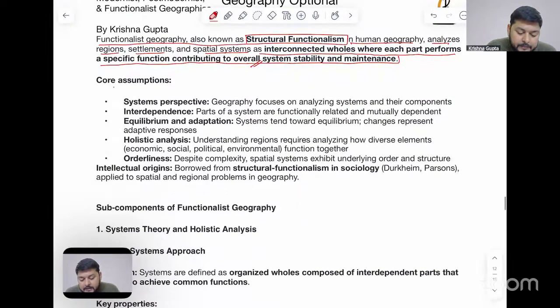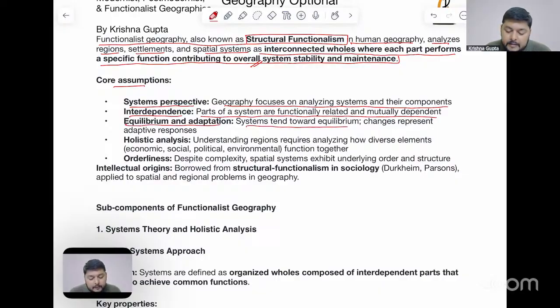Now, core assumptions: system perspective and interdependence. Geography focuses on analyzing systems and their components. Parts of a system are functionally related and mutually dependent. Equilibrium and adaptation: systems tend towards equilibrium, and changes represent adaptive responses. Holistic analysis is done in this functionalist approach. Understanding regions requires analyzing how diverse elements, economic, social, political, and environmental, function together. Orderliness: despite complexity, spatial systems exhibit underlying order and structure.